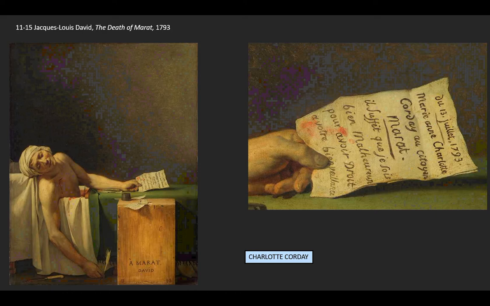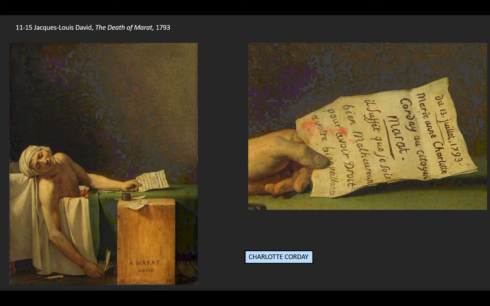Marie-Anne Charlotte Corday to the citizen Marat. It would be sufficient if I had the honor of your presence. She simply wants to talk to him. And being a man of the people, he thinks this is okay, and she comes in and of course murders him, having gotten that entrance.